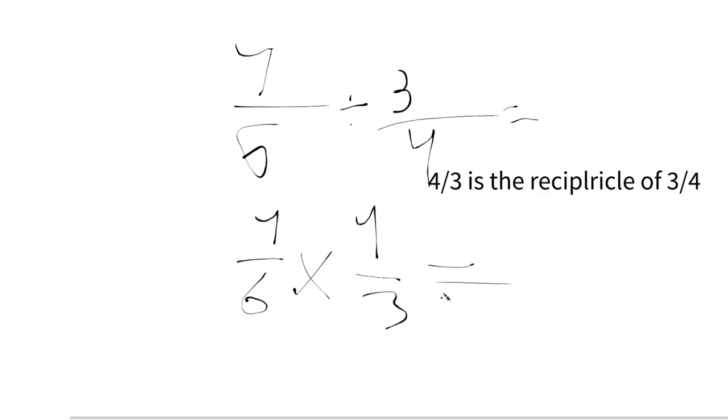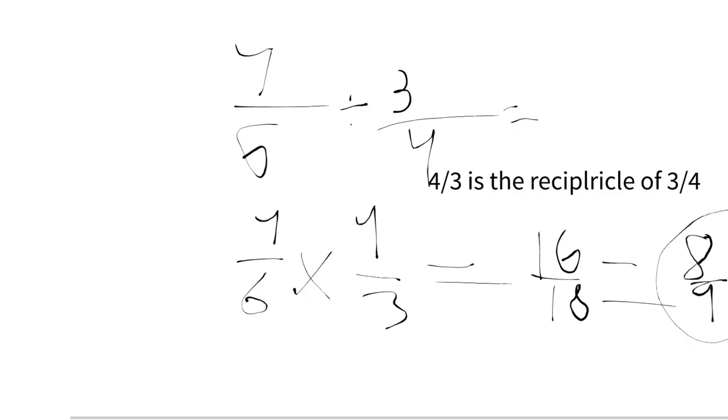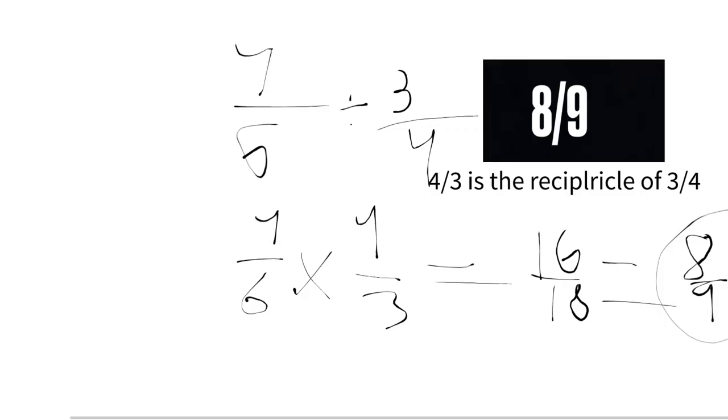Now solve regular multiplication. 4 times 4 is 16. 6 times 3 is 18. Can we simplify this? Yes, we can. 16 divided by 2 is 8. 18 divided by 2 is 9. This is our answer, 8 over 9. So that technically means that 4 over 6 divided by 3 over 4 equals 8 over 9.